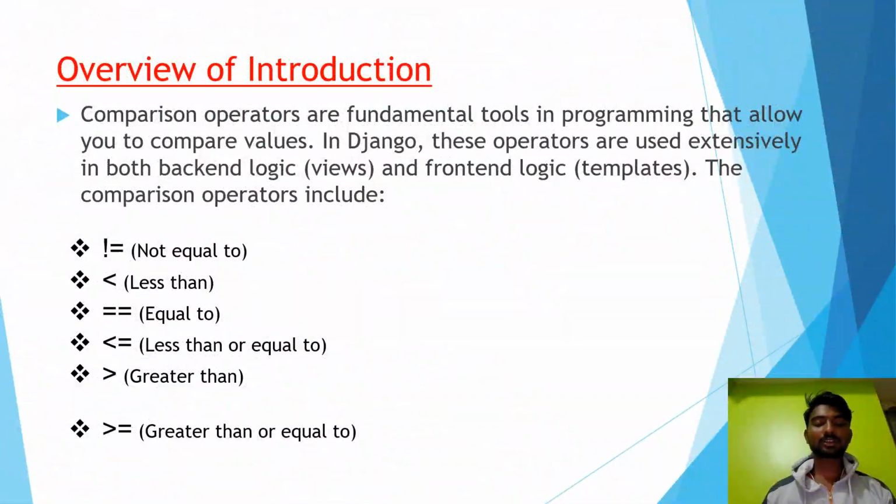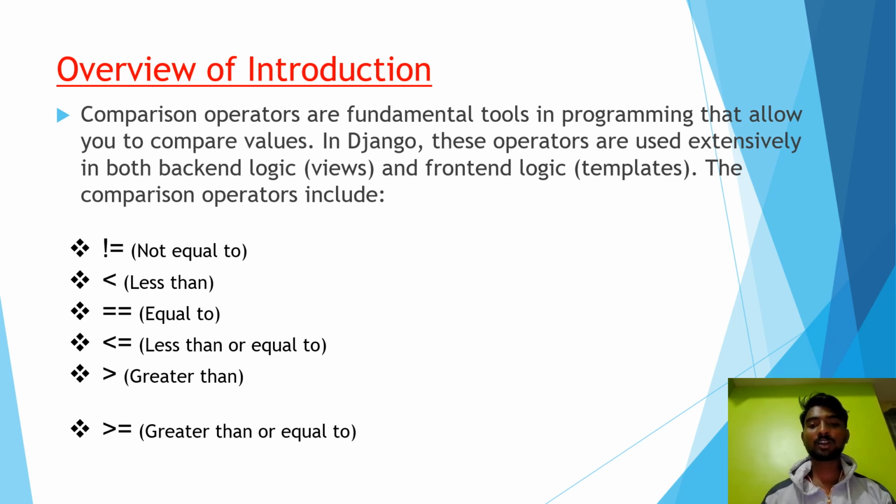Let's start with the introduction of comparison operators. Comparison operators are fundamental tools in programming languages that allow you to compare values, like if A is equals to B, if A is not equals to B, if A is greater than B. If we assign A equals to 10 and B equals to 12 and compare, this will include A not equals to B, A is less than B, and B is greater than A. In this way, we use comparison operators.